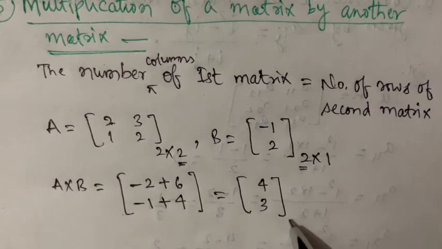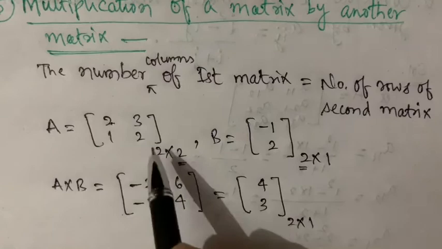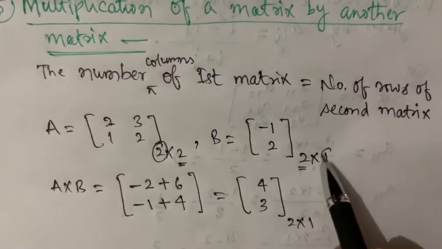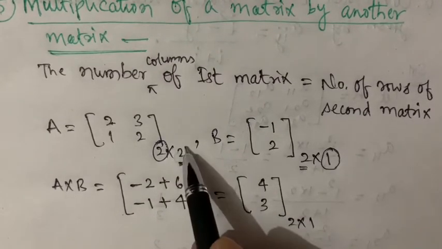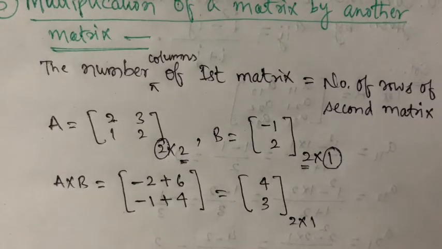Now look at its order. Its order is 2 by 1, which can be got from these two numbers, the left out numbers. That means when we have to multiply two matrices, we can directly get the order of the outcome matrix without actually multiplying the two matrices.